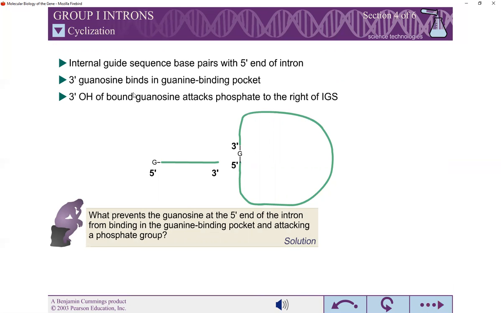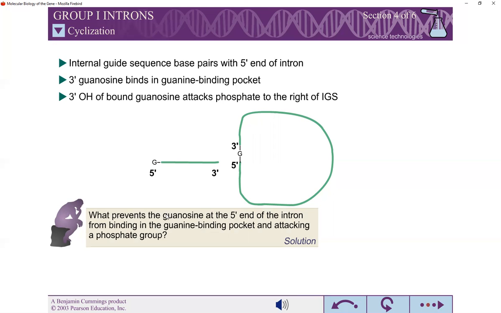The internal guide sequence forms base pairs with the 5' end of the intron. The 3' guanosine binds in the guanine binding pocket. The hydroxy group of the bound guanosine attacks the phosphate at the right of the internal guide sequence. Once it has attacked the internal guide sequence, then the cyclization of this intron would have taken place.